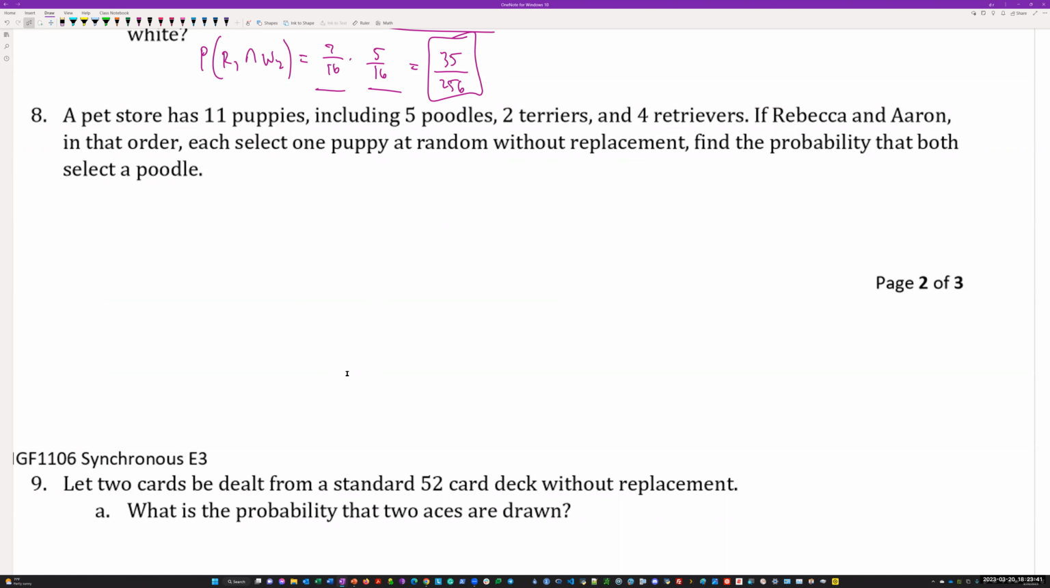So a pet store has 11 puppies, including 5 poodles, 2 terriers, and 4 retrievers. If Rebecca and Aaron, in that order, each select 1 puppy at random without replacement, find the probability that both select a poodle. I have no idea why we need to know about Rebecca and Aaron, but all they're really asking is what's the chance that we select 2 poodles? Does that make sense?